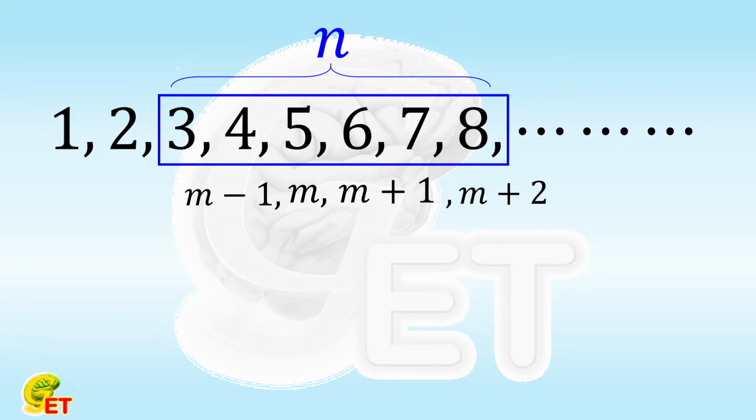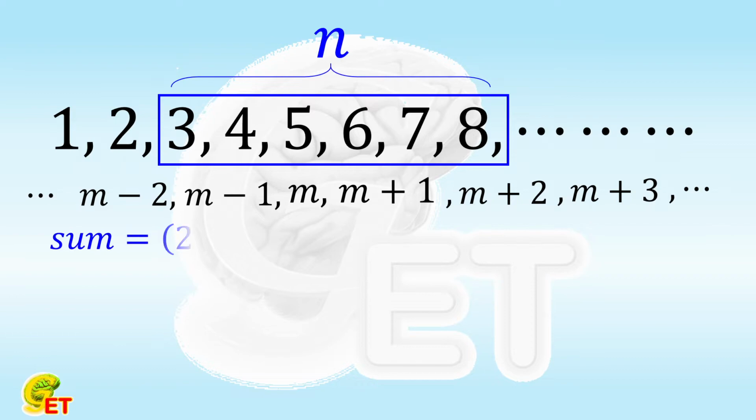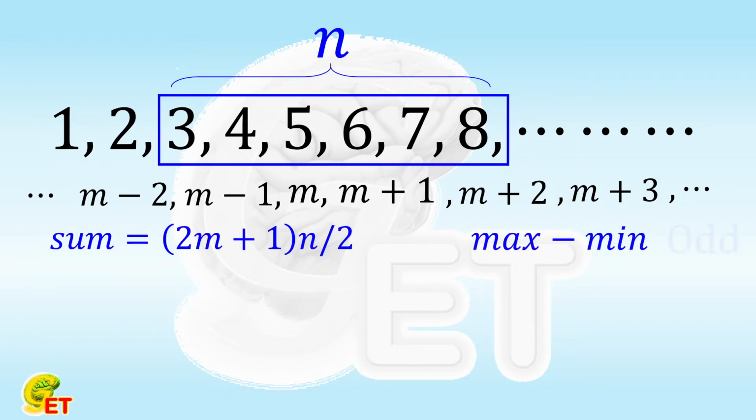The further left is m-2, and the right is m+3. Their summation is still twice m+1, and the difference is 5, which is still an odd number. And so on, until the minimum and maximum ones. So we get that the summation of all numbers in this sequence is half n times twice m+1. The maximum minus the minimum is an odd number.